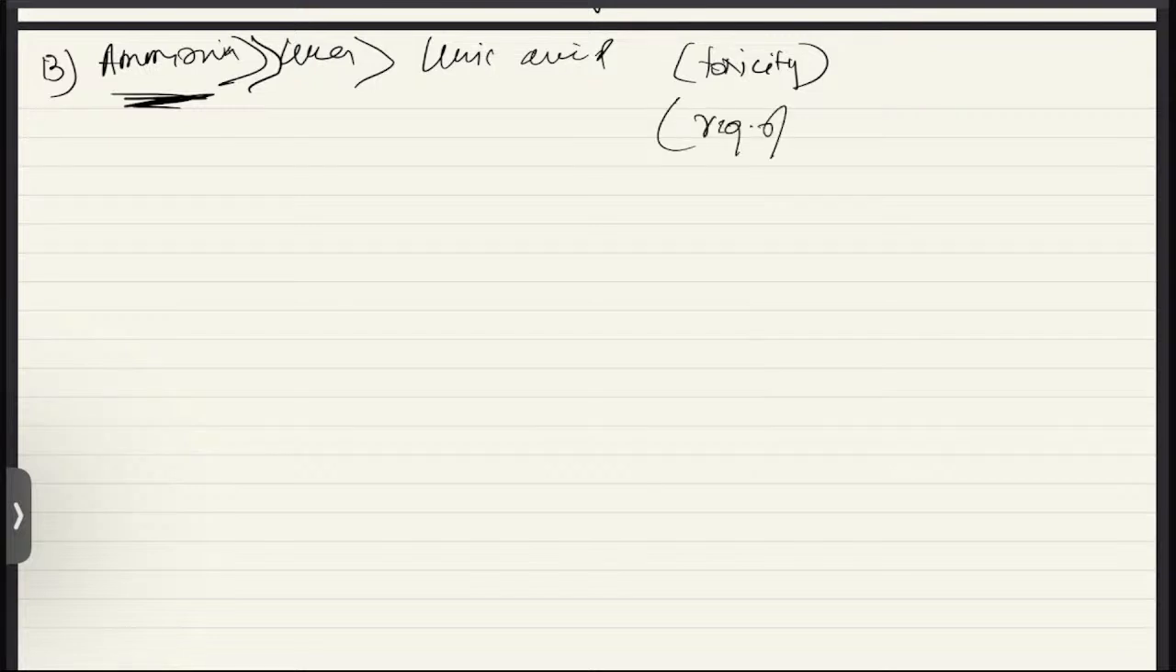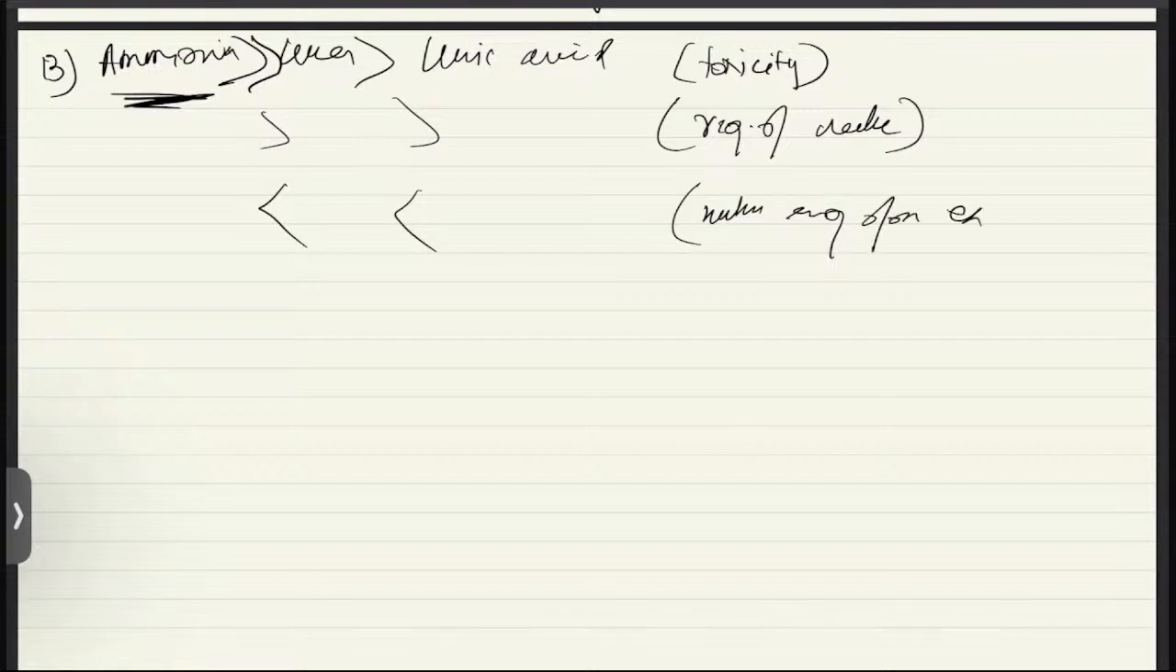Requirement of water, again, this order. But if you reverse it, that is the water required for excretion. Uric acid is very less toxic. Plus, it requires the least amount of water to be excreted. So that is the order.